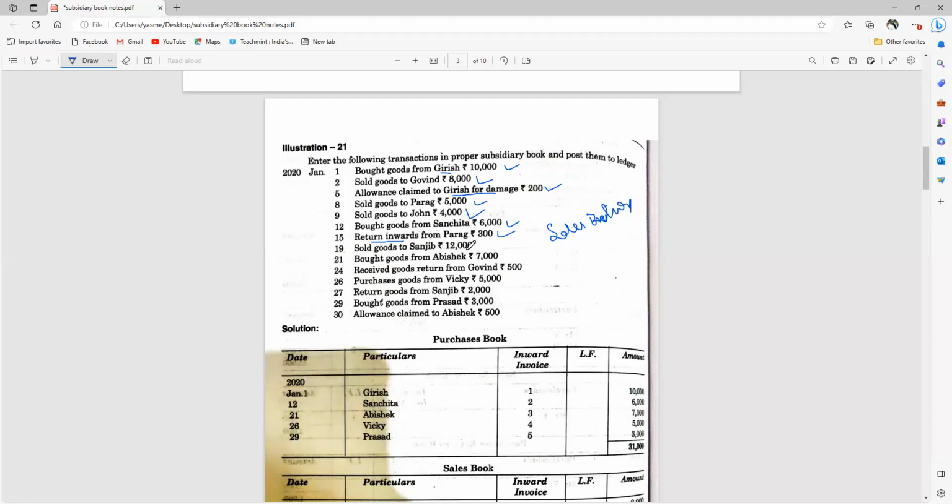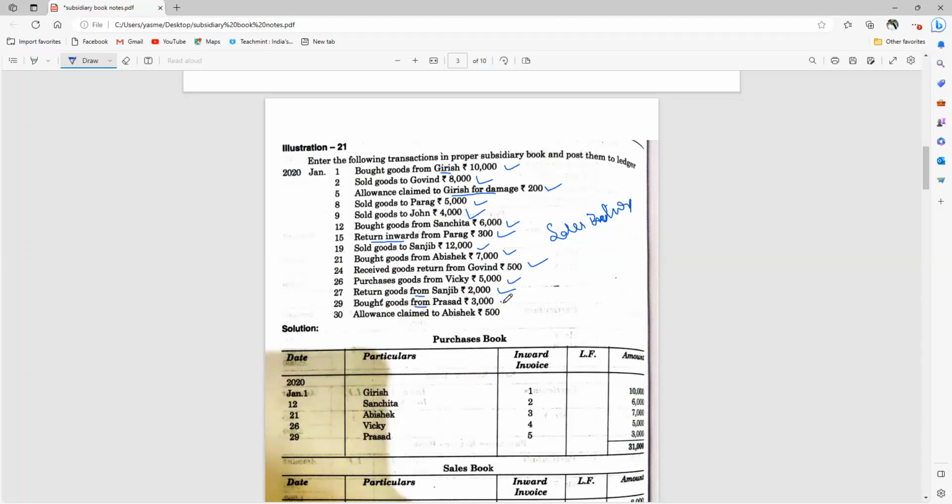Next, sold goods to Sanjeev. This is sales book. Bought goods from Abhishek. This is purchase book. Received goods returned from Govind means here what we had sold to Govind has come back. That is sales returns. Okay, next, purchase goods from Vicky, purchase book. Return goods from Sanjeev. From means we have received it back. That means sales return.